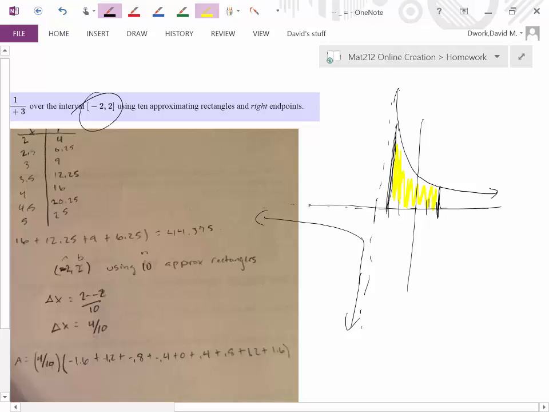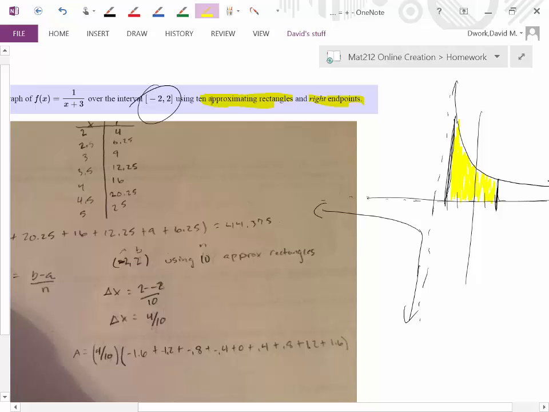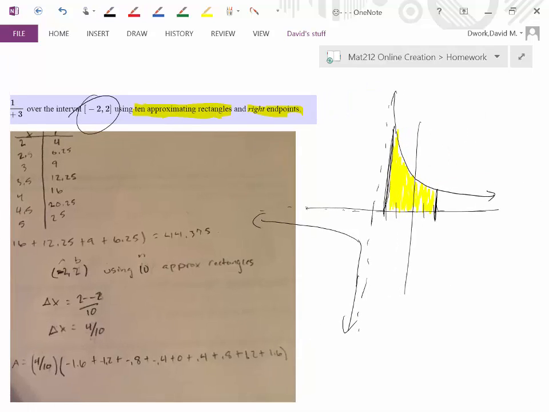So how are we going to do that? In this section, we have to use approximating rectangles, and it wants us to use right endpoints. Not only that, it wants us to use 10 approximating rectangles. Right endpoints means when we draw our rectangles, we use the y value of our graph that's on the right side of our rectangle and not the left.